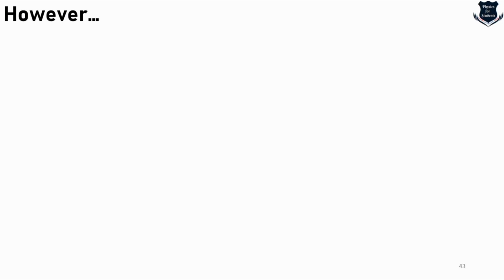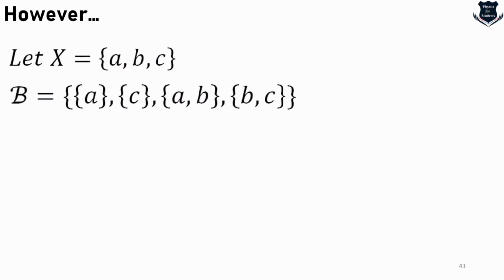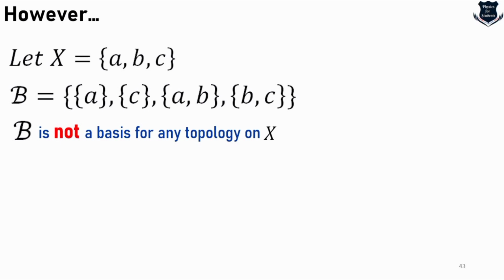However, we have a small thing. If I take X equals to this, now this is something which defines the topologies, but what I am going to show you is that it is not always. So if X equals to this and B equals to this, then this curly B is not a basis for any topology on X. Now why it is so, I will show you.